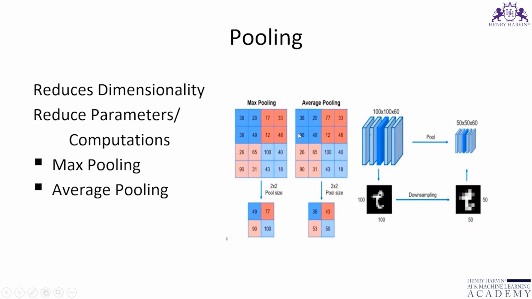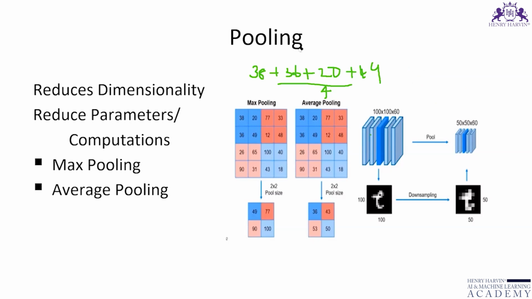So in average pooling, what do we do? 38 plus 20 plus 36 plus 49 divided by 4. So let me do that. 38 plus 20 is 58, 68, 78, 88, 104, 144, 153, right? So let us try to do this. You can find out the average for every case now. So actually we are getting it as 143, right?